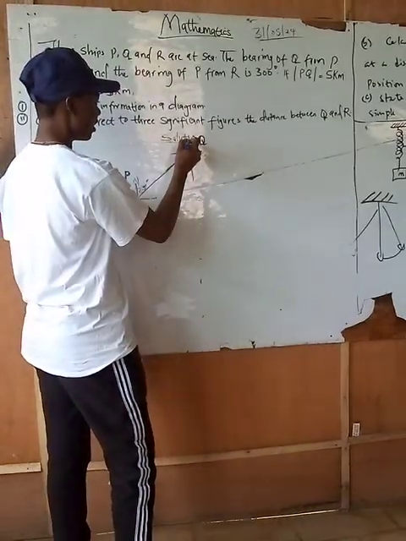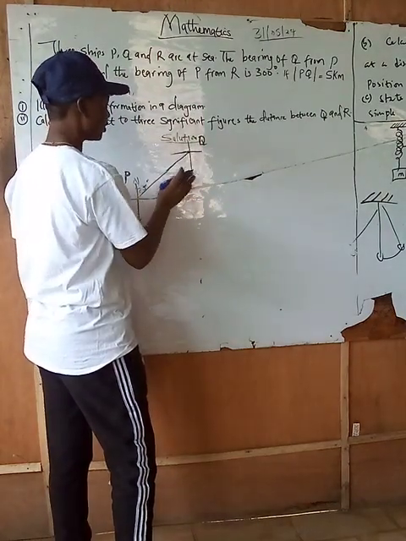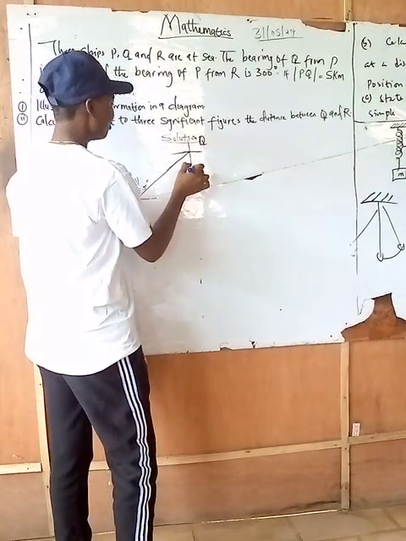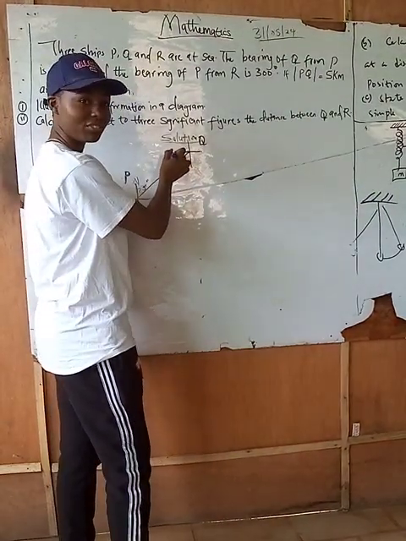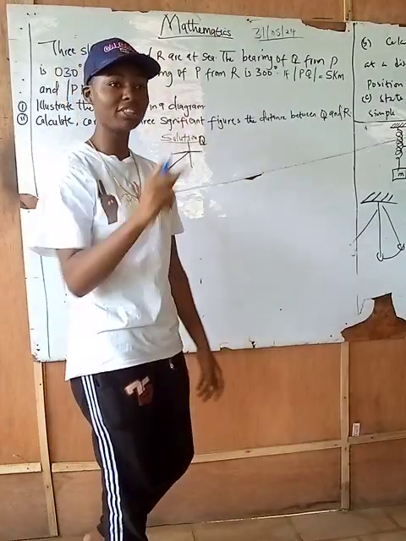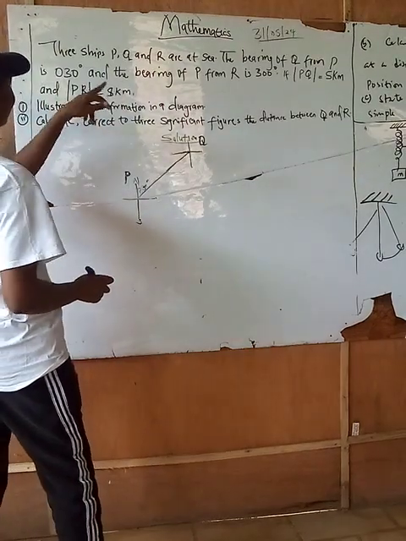Now, from here to here is 90, right? From this place to this place is 180. From this place to this place is 270. And then back to this place makes it a complete circle, which is 360. Okay? Now, this is 300.